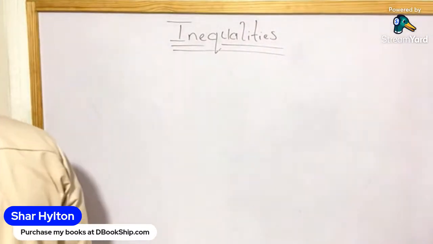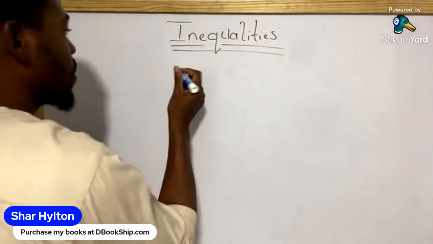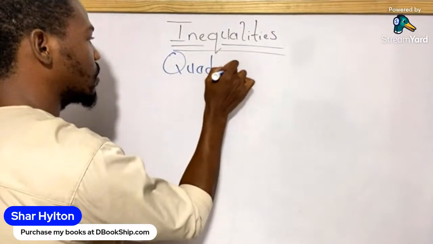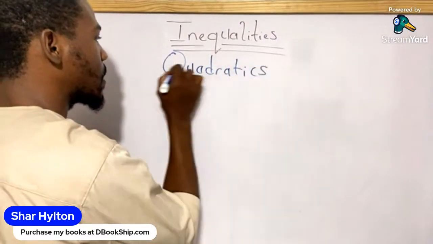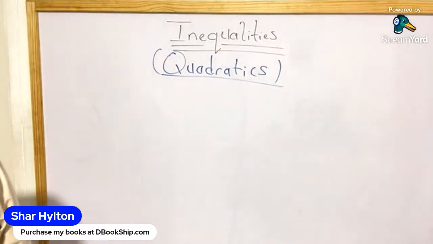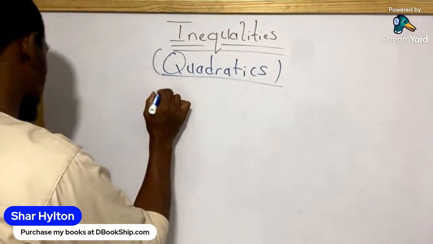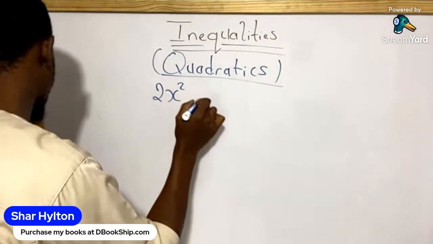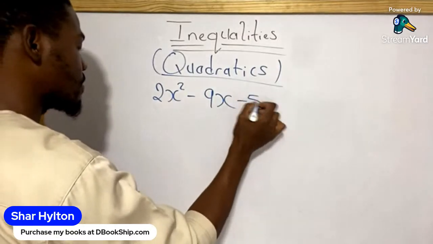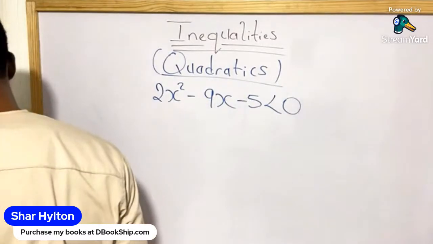Alright, let's now talk about quadratics. We're now going to look at quadratic inequalities. So this is where we are now, looking at quadratics. Let's look at 2x squared minus 9x minus 5 is less than 0. Let us look at that one.